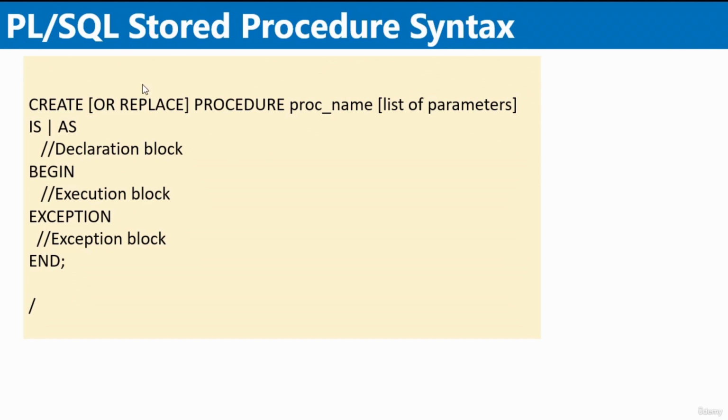So you begin with the words CREATE OR REPLACE, followed by the word PROCEDURE, and then the name of the procedure, and then you list all the parameters that you want to include. Anything before the IS keyword is the header section. Anything below the IS keyword is referred to as the body section of the procedure.